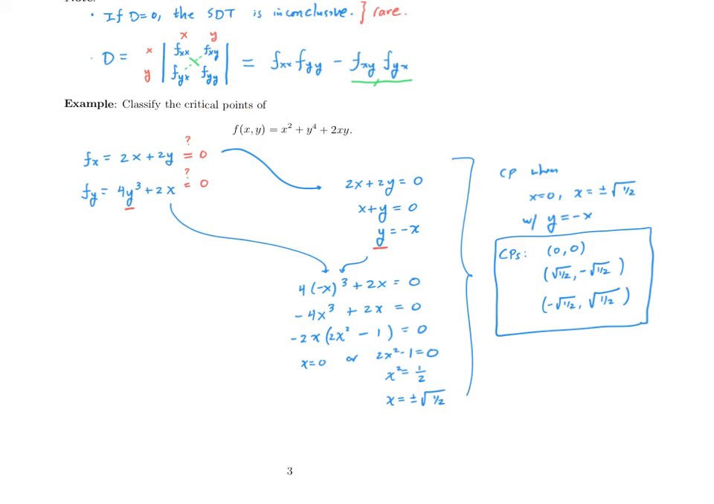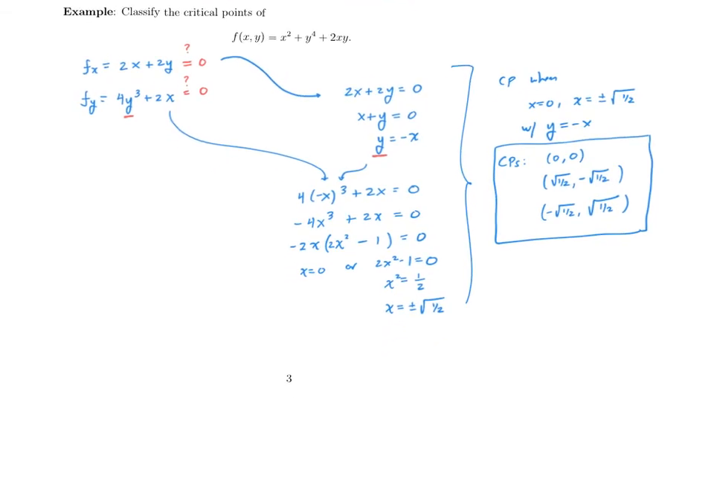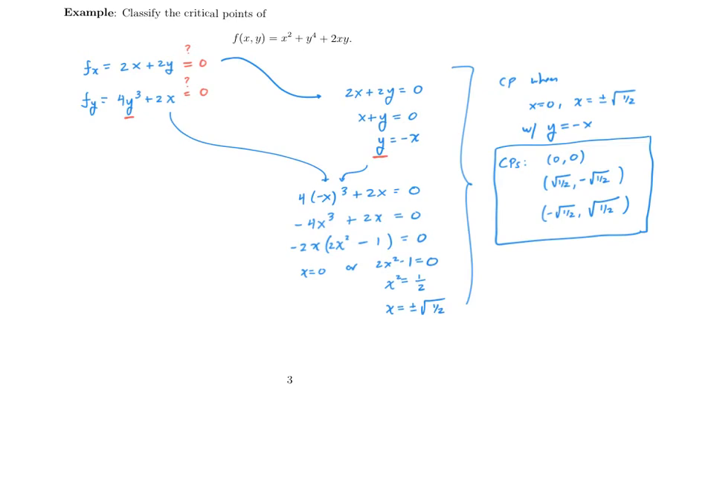We have these 3 critical points. Are the critical points going to correspond to local maximums, local minimums, or neither? And in order to answer this question, we are going to apply the second derivative test. But the second derivative test requires a few more derivatives. We need those second partials. So fxx, fyy, and I'll go ahead and find fxy.